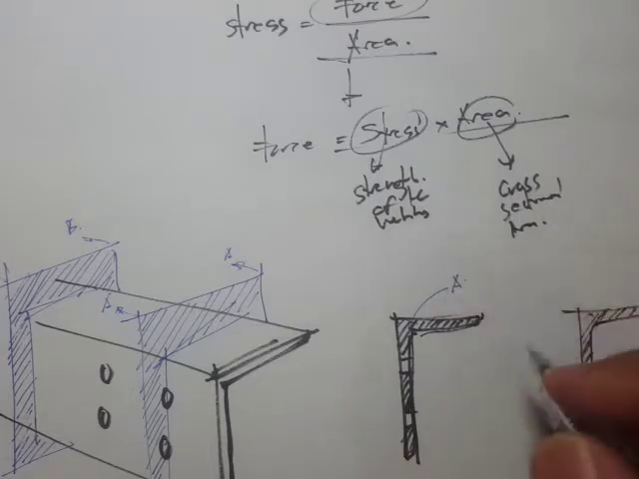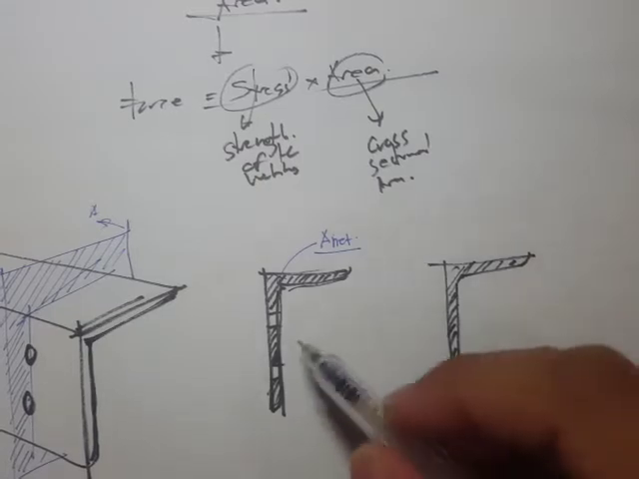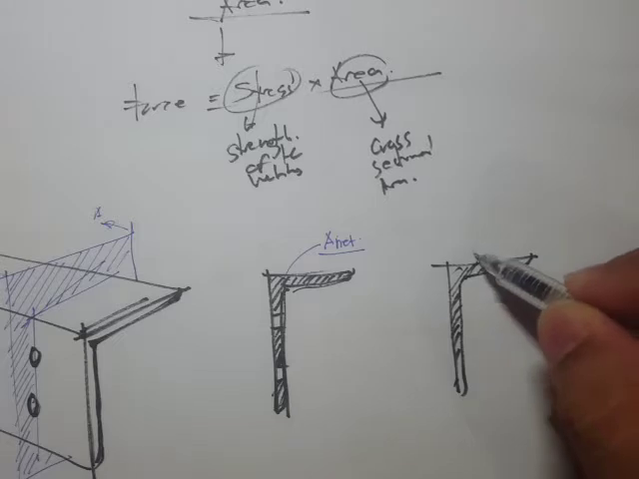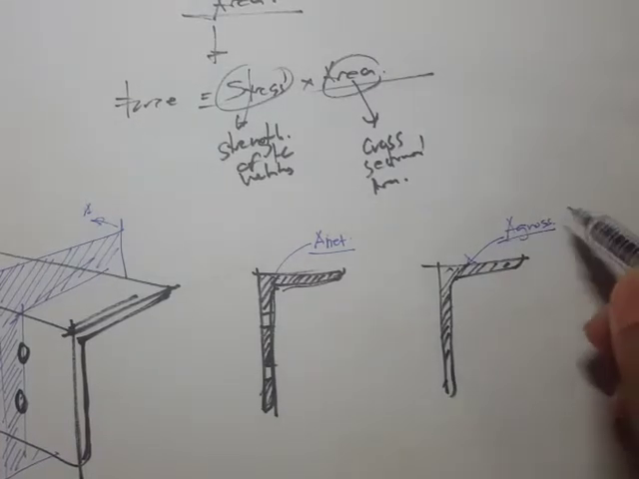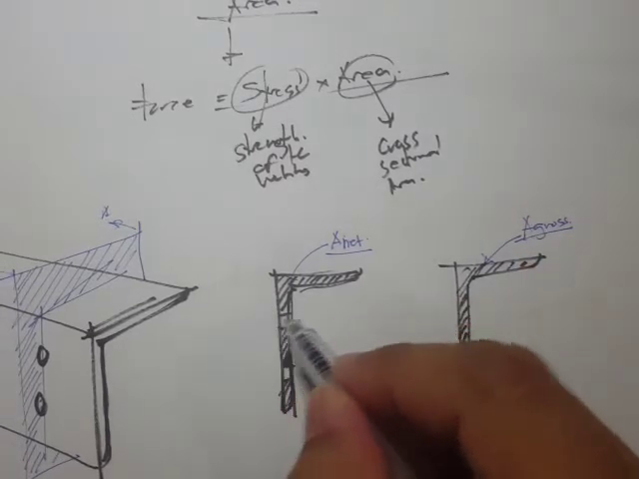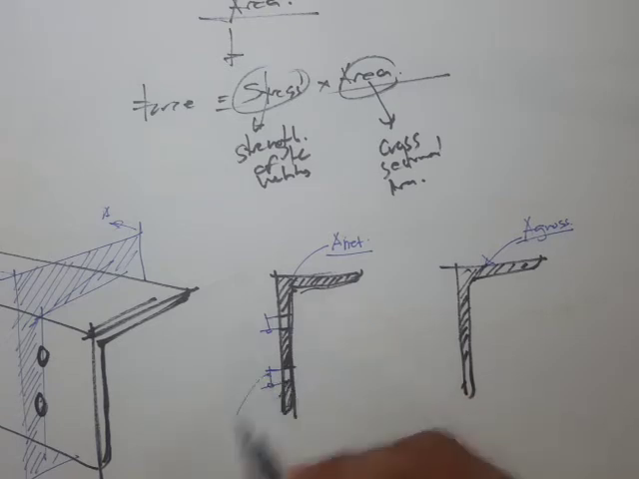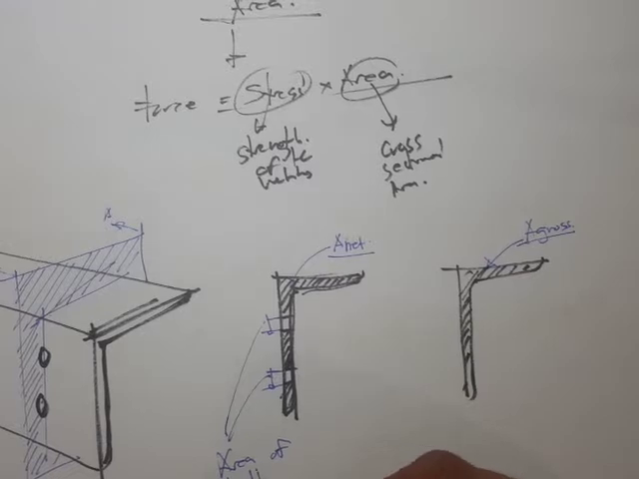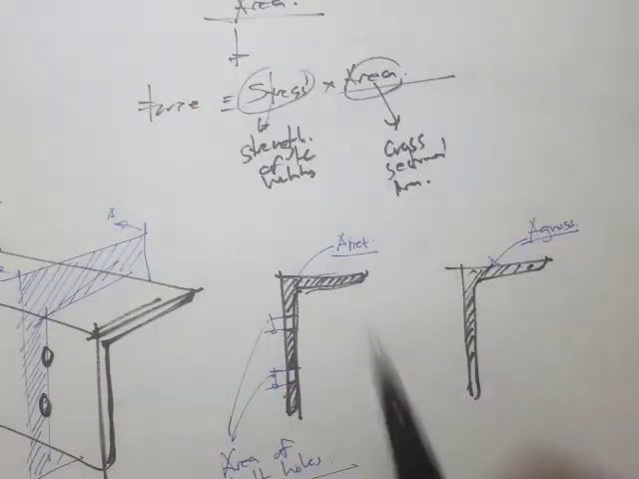Okay, so the shaded area is actually our net area, and it's basically the gross area, A sub G, minus the area provided by this bolt hole. So let's say area of bolt holes. How do we compute this area of the bolt hole?